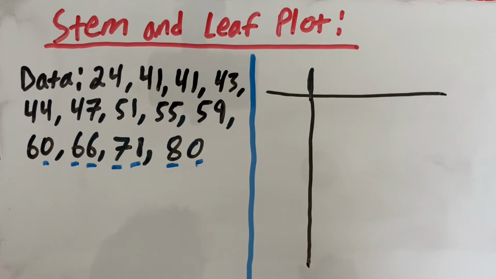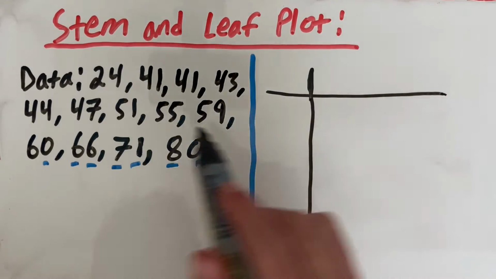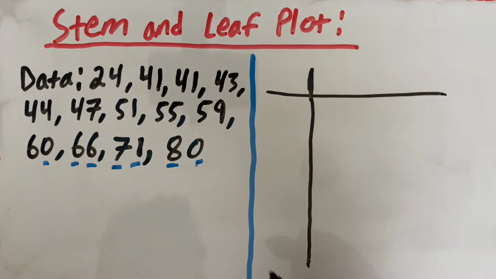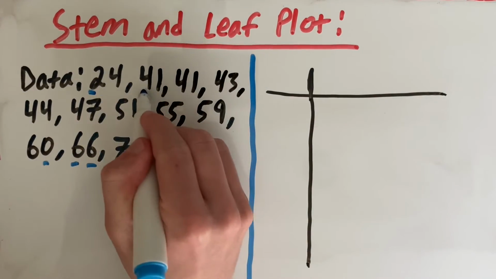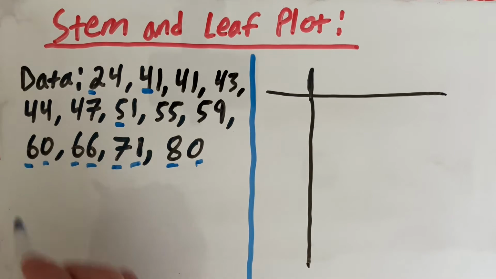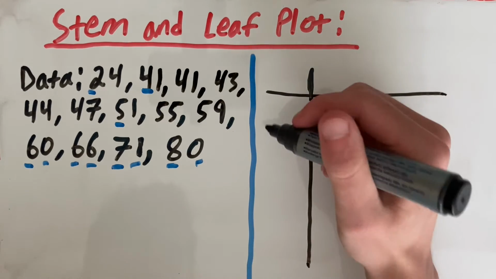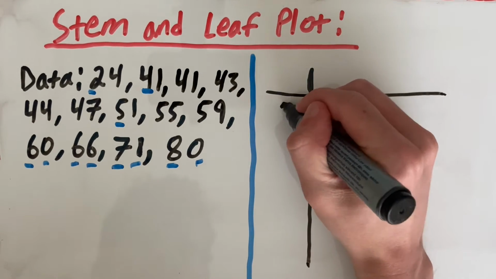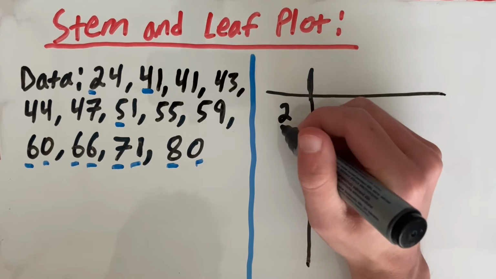Now, when we make this graph, we want to put our stems down on the stem part. So that includes all of our stems. So like our 2 from 24, or our 4 from 41, or 5, 6, 7, and 8, because those are all of our stems. Now let's put our stems in from smallest to largest. So we start with 2. Next up is 3. Now we don't have a 3, but we're going to put it in.